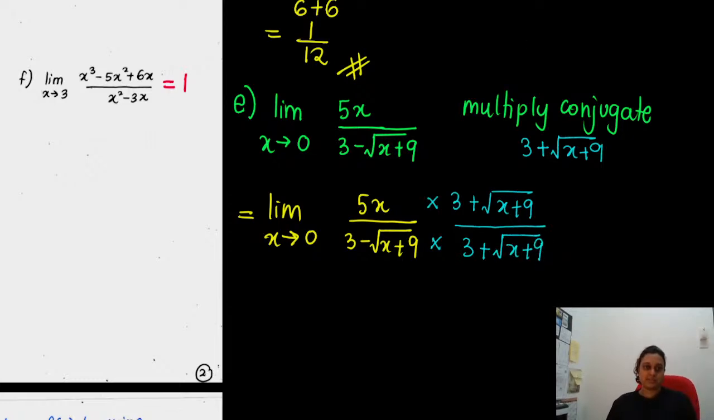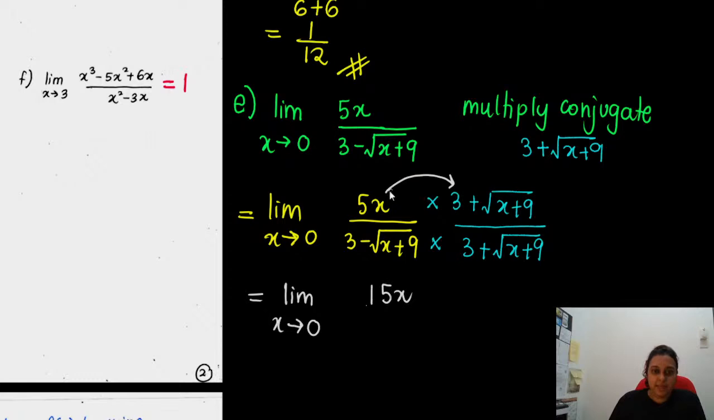So let's expand the top one by one. Let's start with 5x times 3. Make sure to keep writing the limit. It's very important. Keep writing the limit. 5x times 3 is 15x. Then 5x times the square root of x plus 9. Be careful, this is where your Form 4 surd is tested. The 5x doesn't have the square root. The x plus 9 has the square root.